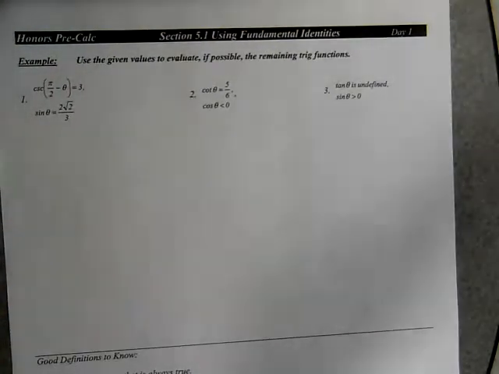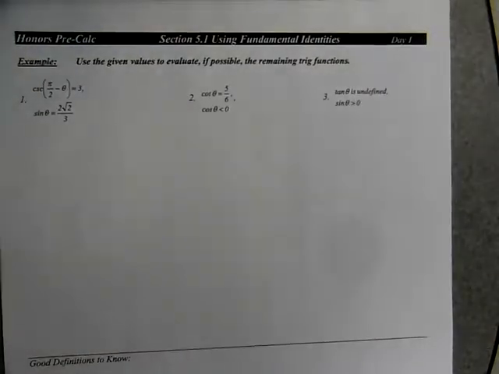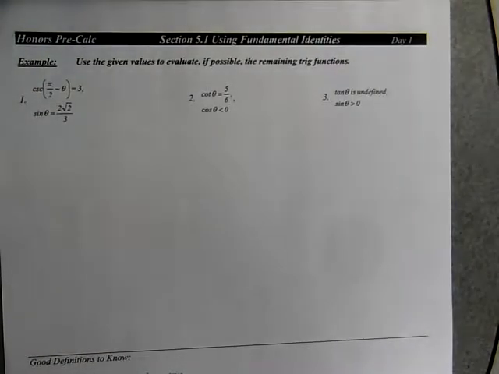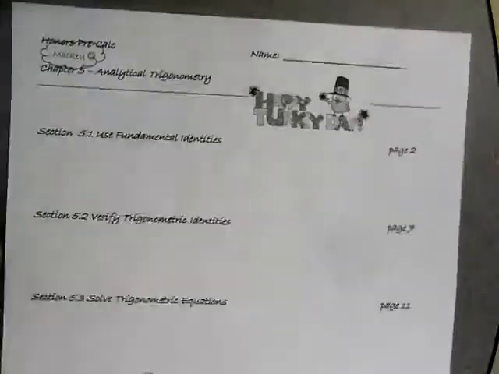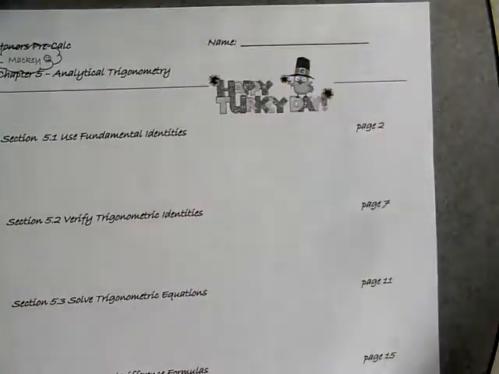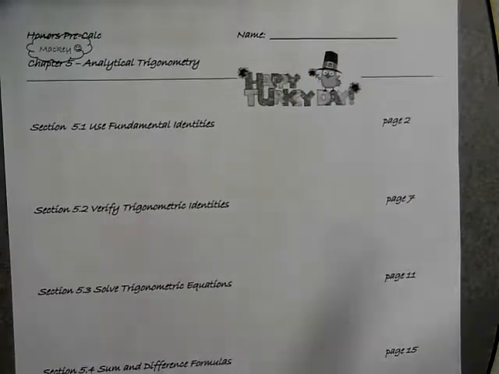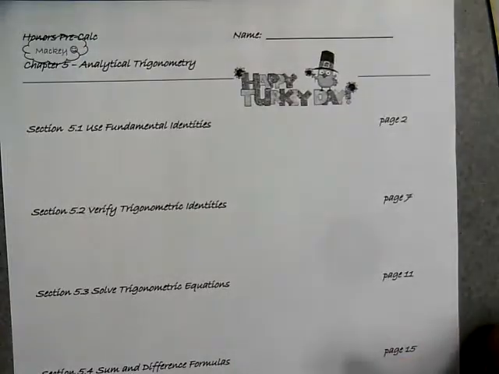Okay, sorry about the unexpected video notes for today, but due to the snow day, we've got to start Chapter 5 with this video. So Chapter 5 is all about analytical trigonometry, and the first couple sections are all about using identities, basically to rewrite problems.